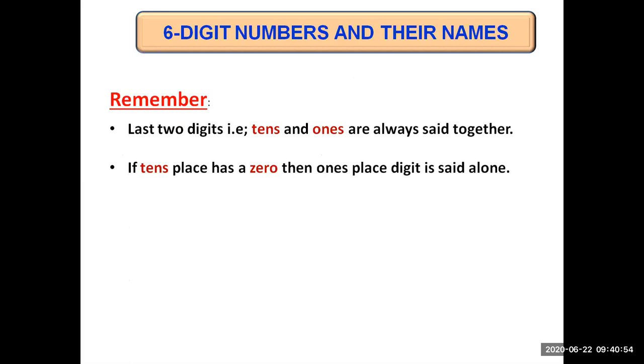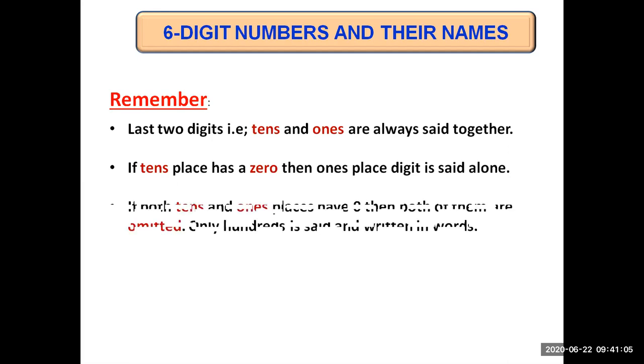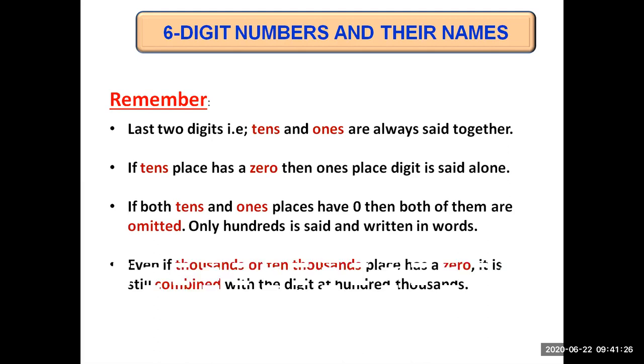If the tens place has a 0, then the ones place digit is said alone. For example, if we have 0 at tens place and 7 at ones place, we'll say only 7. We don't say 0 tens, 7 ones. Then if both tens and ones places have 0, both of them are omitted. Only the hundreds is said and written in words. Let's say we have 7 at the hundreds place, so we'll write 700, just 700 in words.